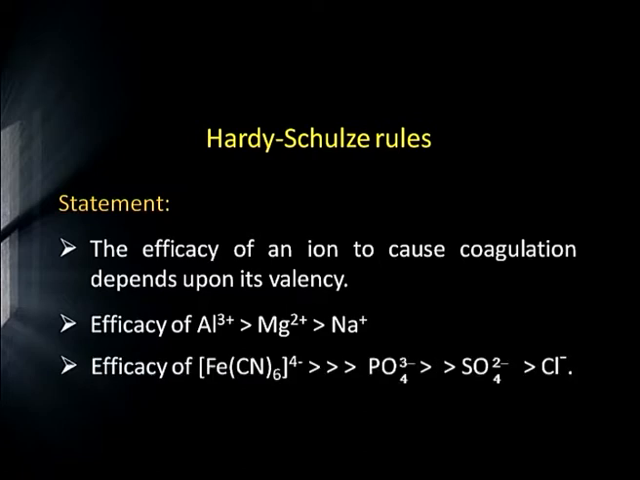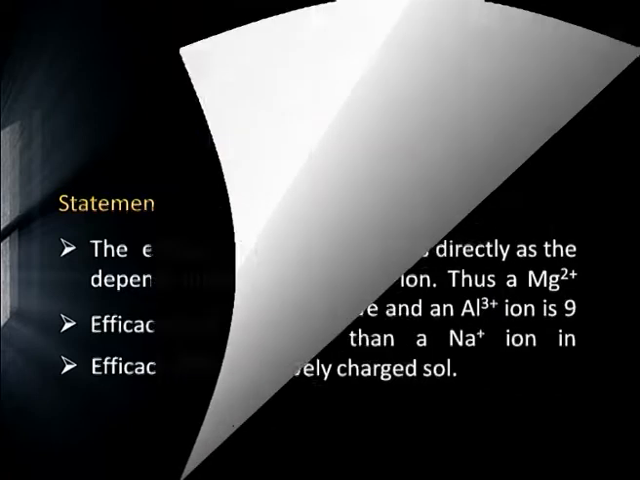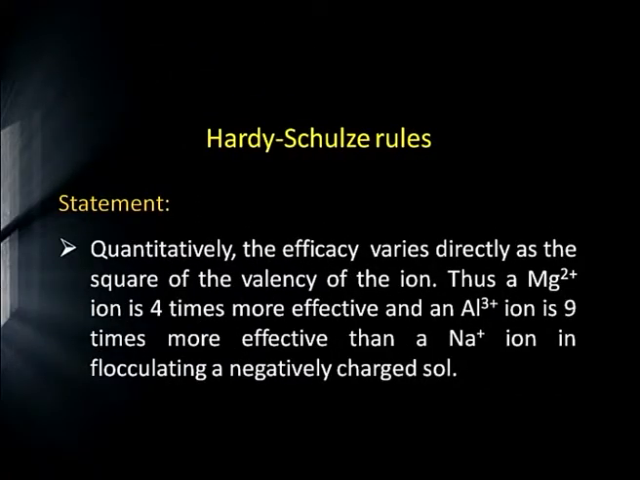Efficacy of the ferricyanide ion, having a valency of 4 minus, is much higher than that of the phosphate ion, which is trivalent, which is higher than that of the sulfate ion, which is divalent, and in turn it is higher than that of the chloride ion, which is univalent. Quantitatively, the efficacy varies directly as the square of the valency of the ion. Thus, the magnesium ion is 4 times more effective than sodium, which is univalent.